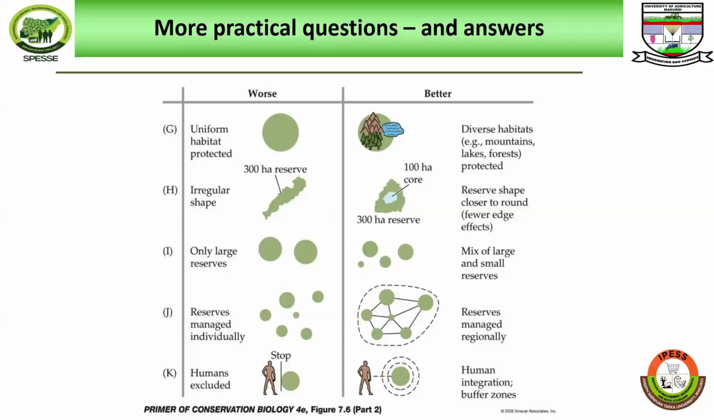These are other options. We have situations where reserves are managed individually. Is it possible for us to manage them regionally? You have an irregular shaped reserve of 300 hectares. Why not have 300 hectares that is closer with fewer edges? That helps you manage better.